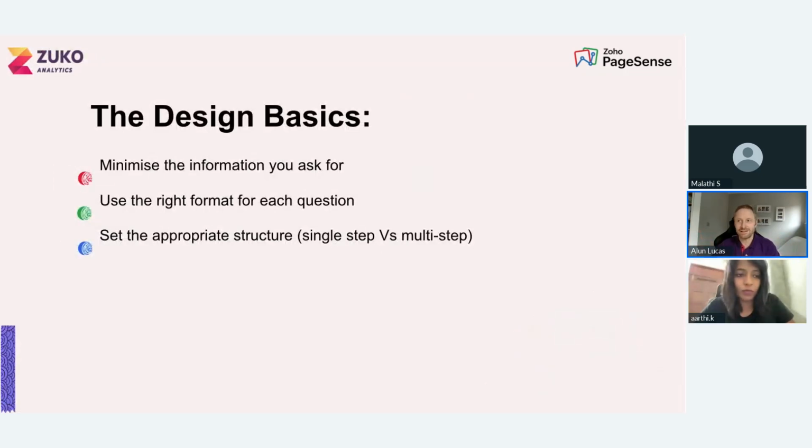First one is minimizing the information you're asking for. Some of the issues I talked about before were specifically because you are asking for too much information that the user doesn't want to give. So you should always do an audit at the start of it. What information do we need? What is a nice to have? So typically you generally only need basic information. Maybe if you're in financial services, you have regulatory needs to ask for more.